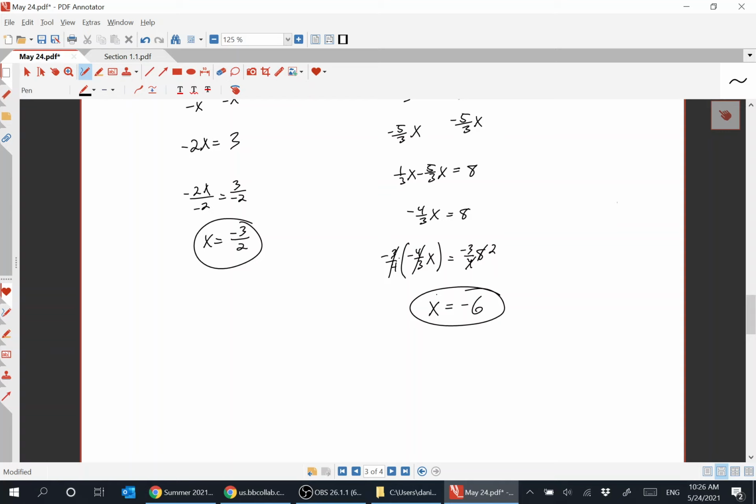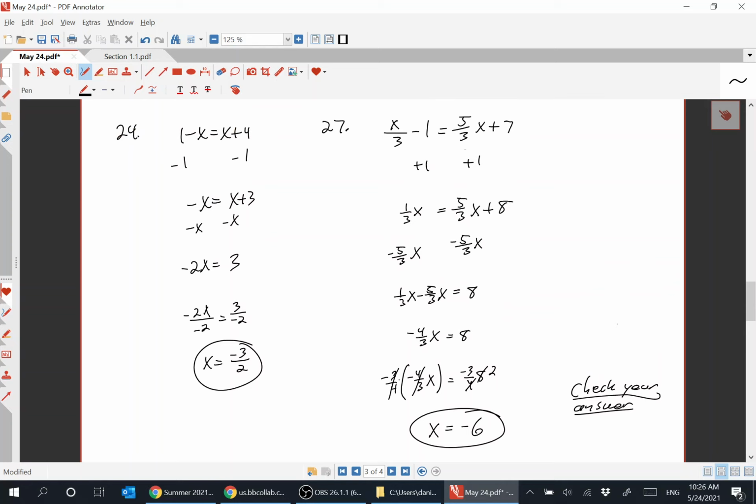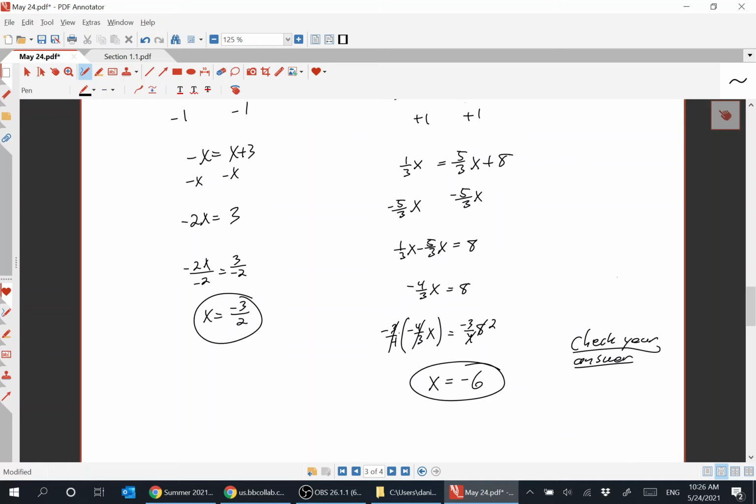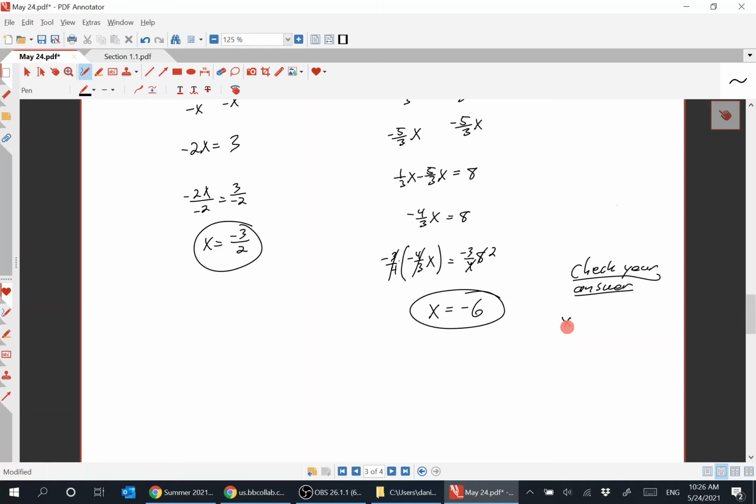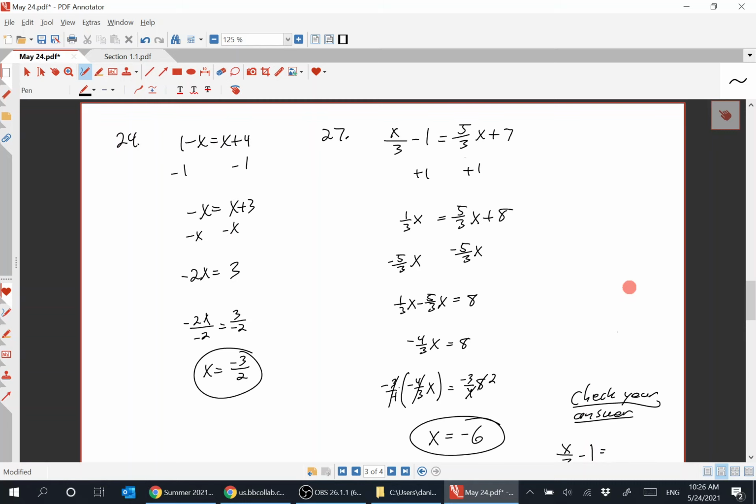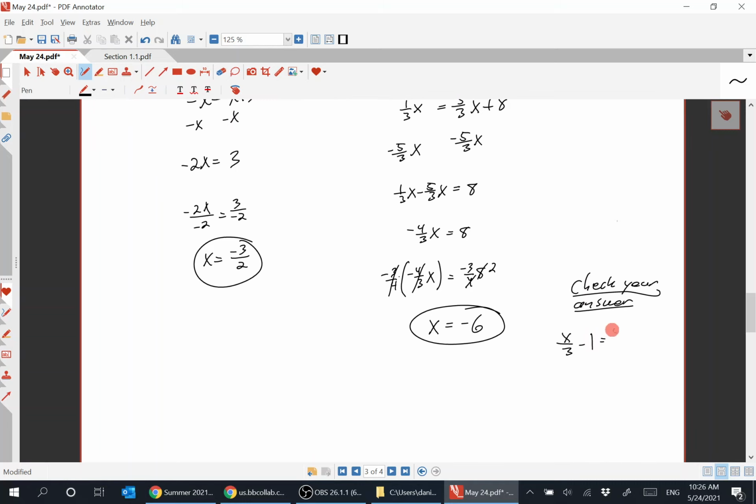By the way, you can check your answer at the end. Whenever you solve an equation, you can check your answer to make sure it's correct. Okay? Take that minus 6, plug it into the original equation. So the original equation was x over 3 minus 1 equals 5/3 x plus 7. Right? Plug in x equal to minus 6.